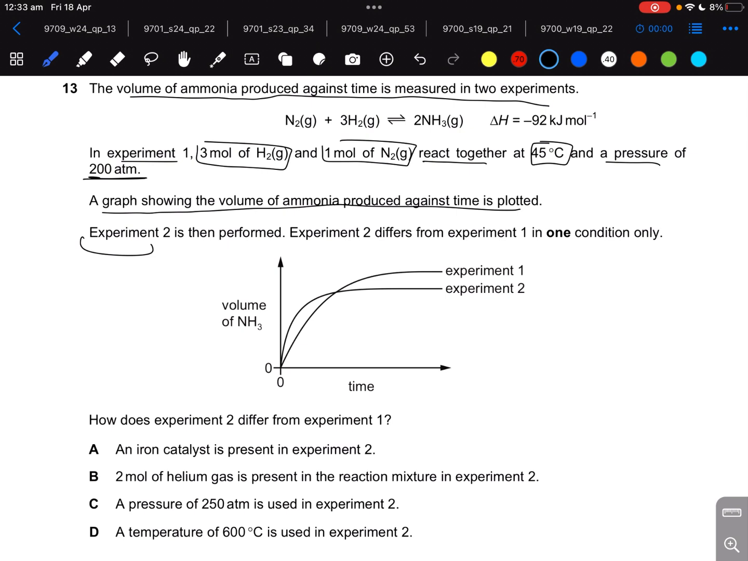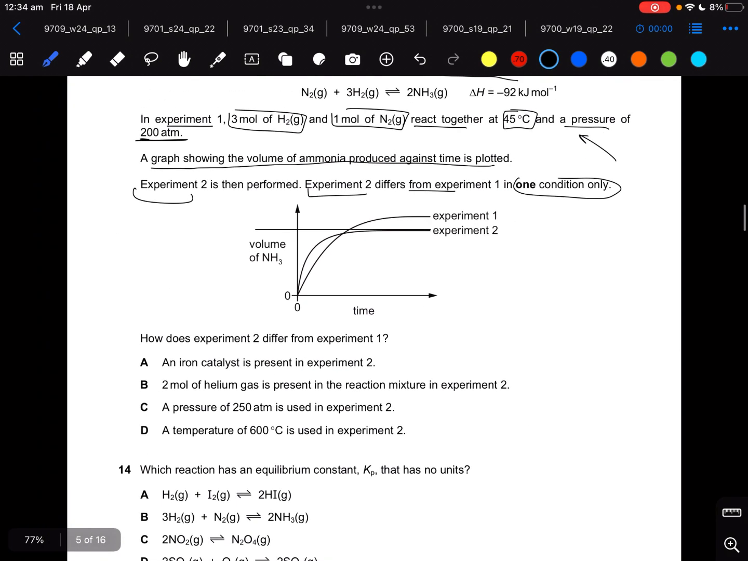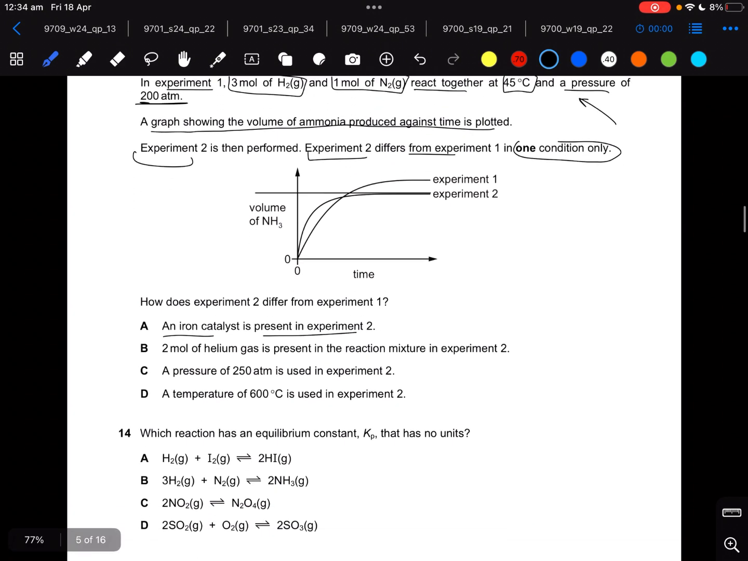So experiment 1 is the main one, the one that we performed here. And then experiment 2 comes after that. Experiment 2 differs from experiment 1 in only one condition. Okay, so it has a lower volume of ammonia produced. So let's look at the options here. A, an iron catalyst present in experiment 2.